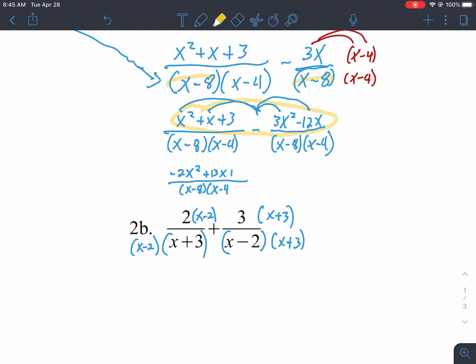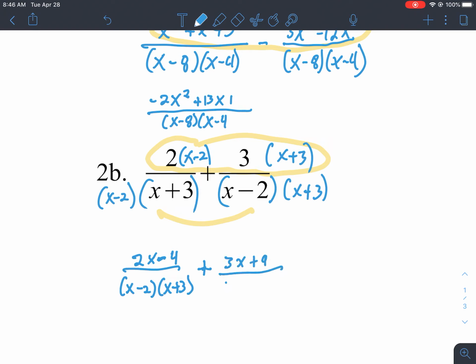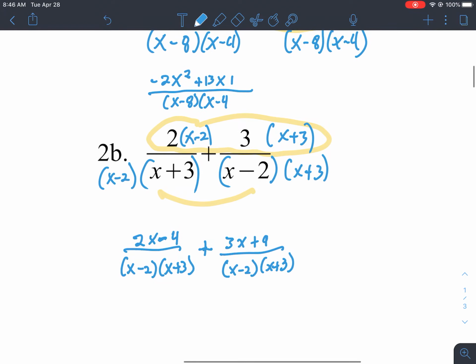Okay, now we want to combine the like terms on the top, but we don't want to combine the like terms on the bottom, and it doesn't look better to FOIL out the bottom. But we want to FOIL out the top to combine like terms. So it's 2x minus 4 over x minus 2, x plus 3, plus 3x plus 9 over x minus 2, x plus 3. Okay, now 2x plus 3x is 5x, and negative 4 plus 9 is 5.